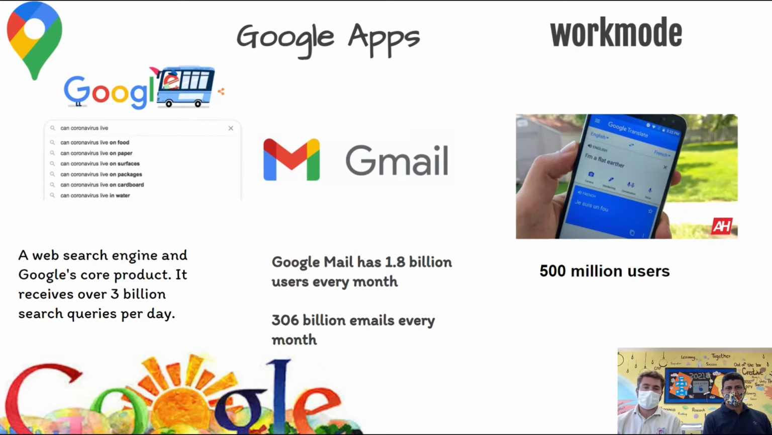Then you have Google Mail, which has 1.8 billion users every month. So 306 billion emails every month. And a lot of you use Google Translate to translate between English and Thai. And 500 million people are using Google Translate every day.